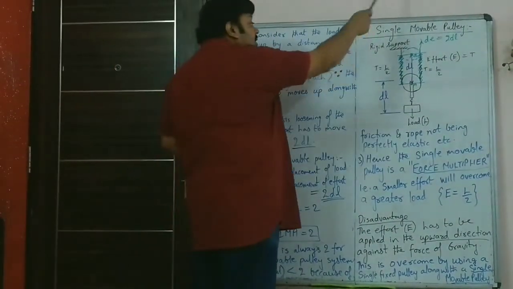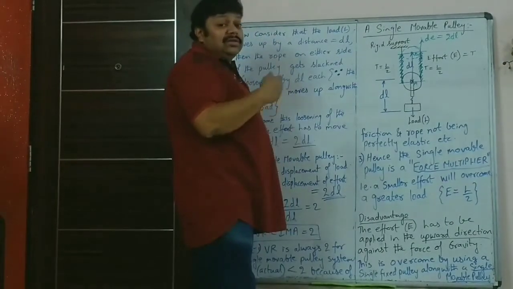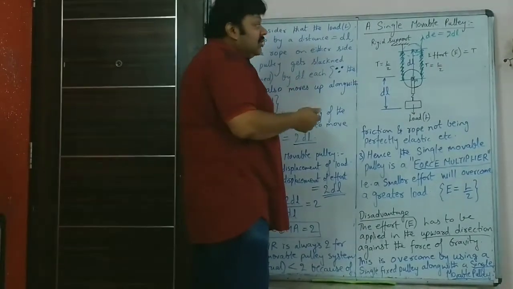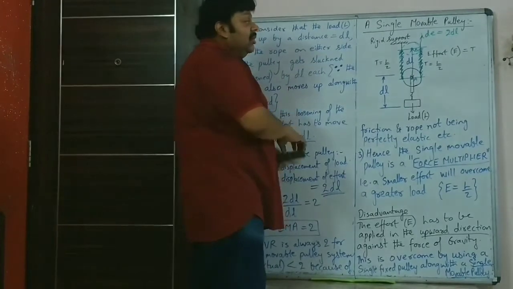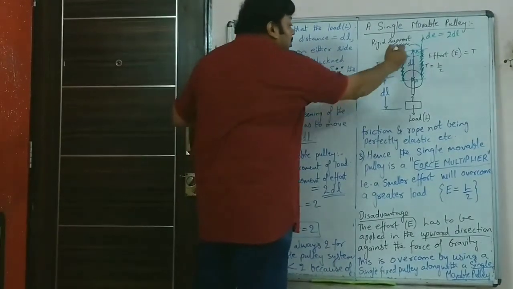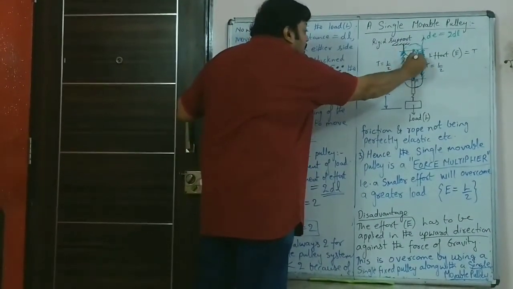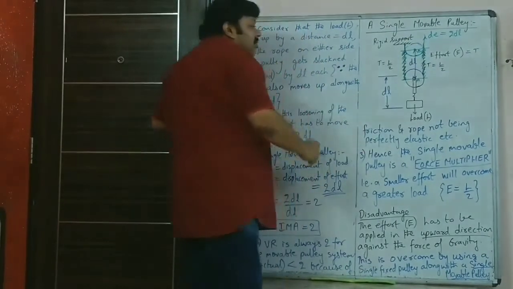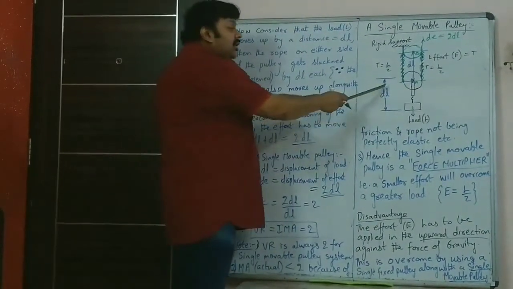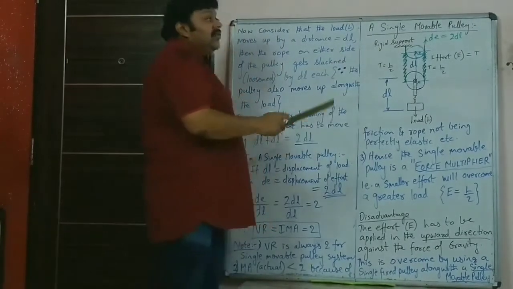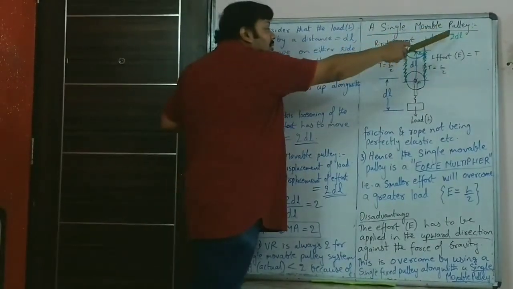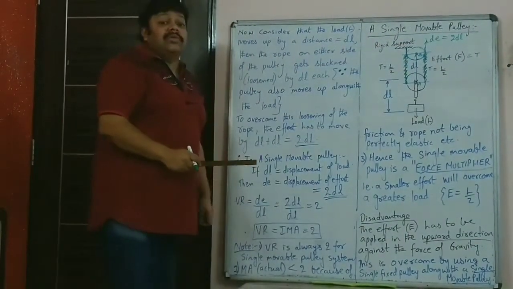So the effort has to be pulled twice the distance. So 2 times the distance, the effort has to be pulled up so that the rope will remain firm along the pulley. So if the distance moved by the load is dl, then the distance moved by the effort in a single movable pulley will be 2 times dl.